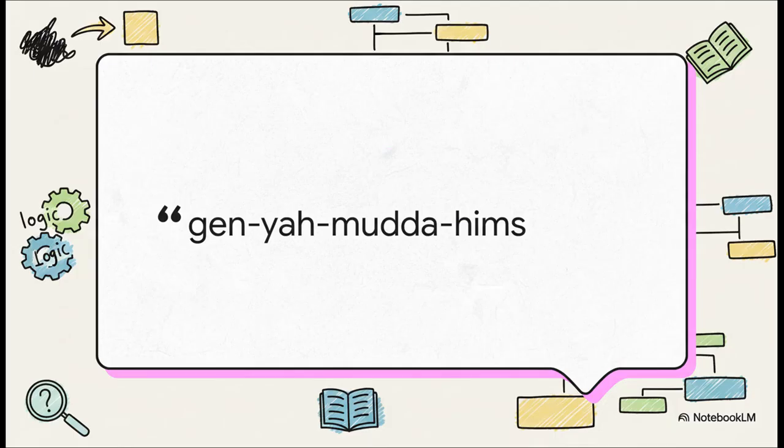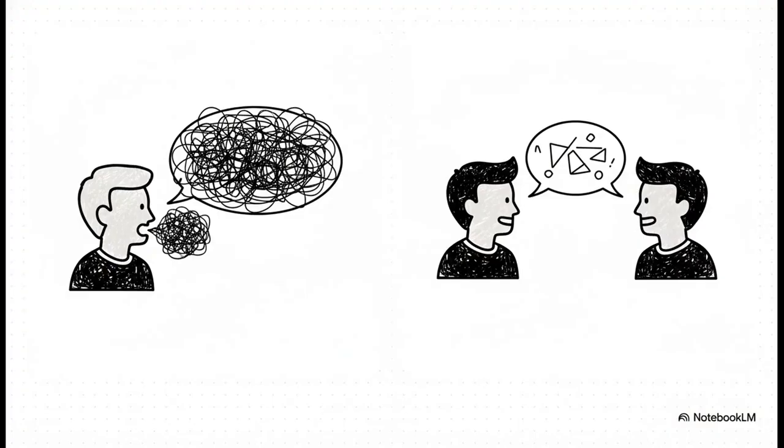So rule 1, make it pronounceable. Why? Because programming is a social activity. We have to talk about our code. The source material tells this great little story about a variable named GenUDMHS. It stood for generation year, month, day, hour, minute, second. The team literally couldn't say it, so they just started calling it GenUMutahems so they could even have a conversation about it.